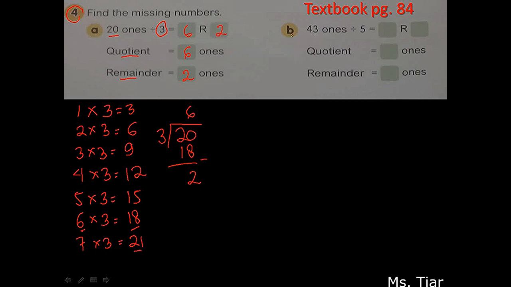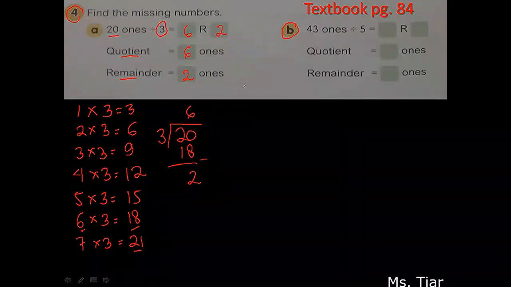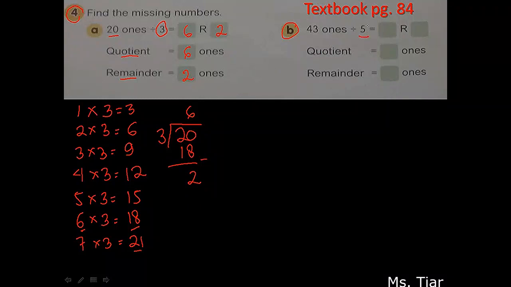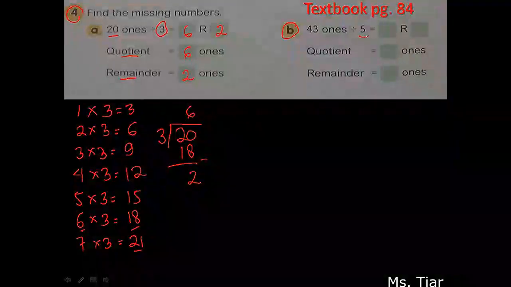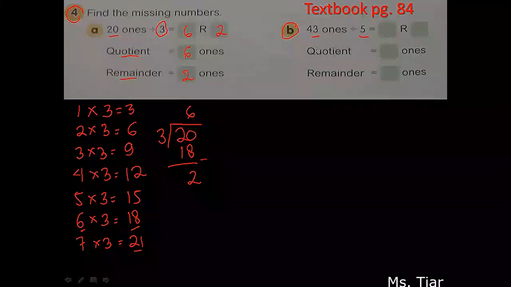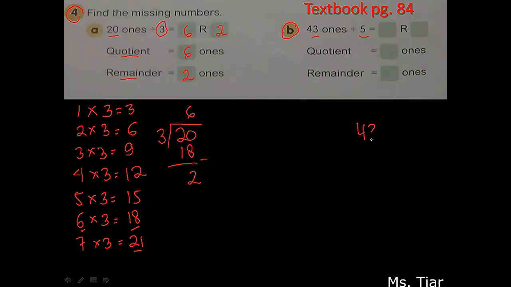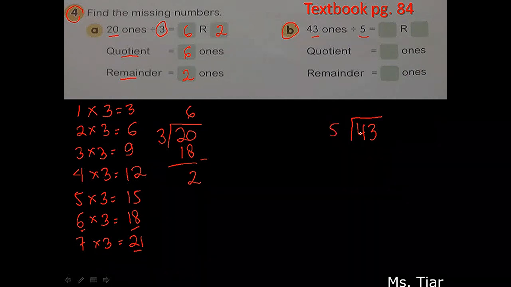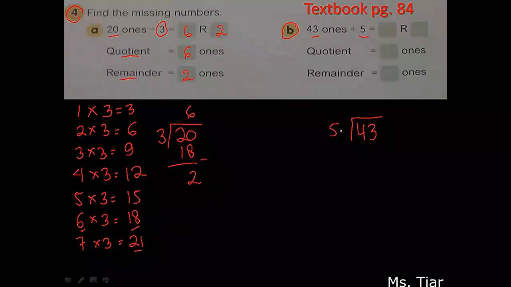If we go to question B, it has the same meaning with A, but over here you have to find out the multiplication of 5. Okay, and then the result of the multiplication must be close or equal 43. But I guess there is no multiplication of 5 which result is 43, right? So 43 divided by 5 is how many?